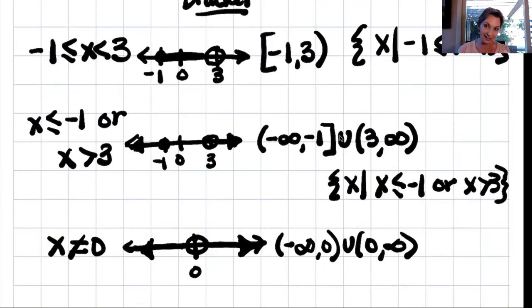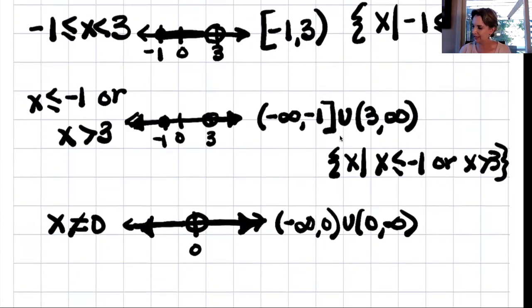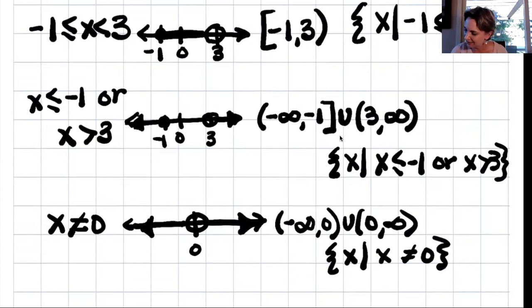Now, if I had done a bracket, that would be bad, because the bracket would include the 0. But I used the parentheses, so it excludes the 0. Okay, awesome. And then set notation: all x's such that x does not equal 0. A little bit easier than the other one. And that infinity sign is just a little ugly, kind of bugging me. There we go.